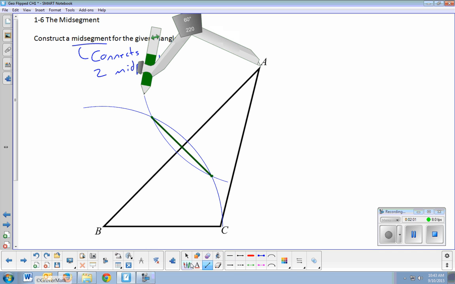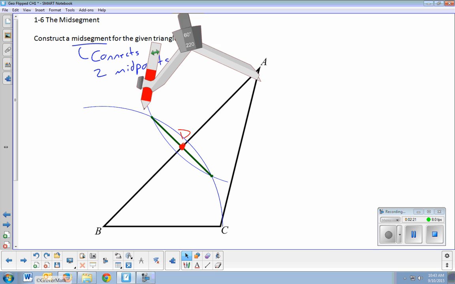But again, just like with the centroid, I don't care that this is a perpendicular bisector. I just care that right now it's going through the midpoint. It's bisecting AB. And so that's the midpoint of AB. Let's call it point D. All right, I need to do the same thing for another side. Let me do it on side AC over here.